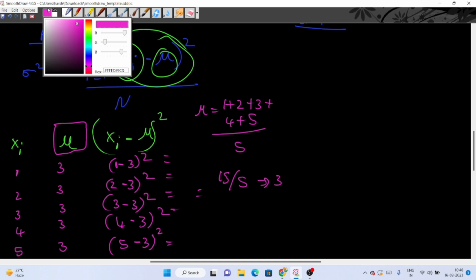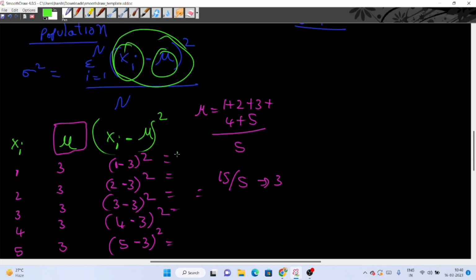So the values of it would be equal to, 1 minus 3 whole square is minus 2 whole square, which is going to be 4. 2 minus 3 whole square, minus 1 whole square going to be 1. 3 minus 3 whole square going to be 0. 4 minus 3 whole square going to be 1. And 5 minus 3 whole square going to be 4.